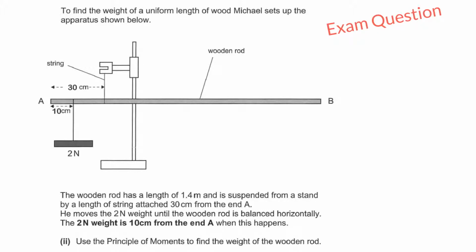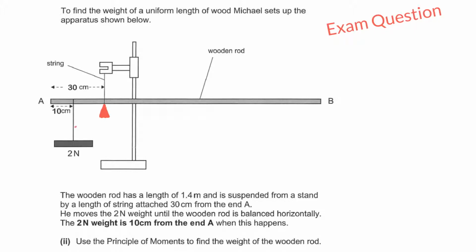So it says the wooden rod has a length of 1.4 meters and is suspended from a stand by a length of string attached 30 centimeters from end A. He moves the 2 Newton weight until the wooden rod is balanced horizontally, and the 2 Newton weight is 10 centimeters from end A when this happens. So this is the situation when it's balanced. The most important thing to do here is to recognize that the pivot is where it's hanging from the string. That is where the pivot is. So the only distances we're interested in are distances from that.